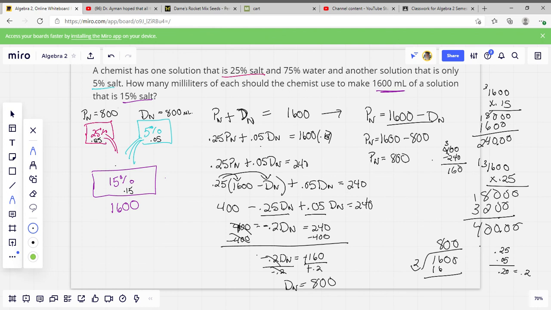Double check that on the answer key, but I'm pretty positive that's right. Yep. So these are just like the coin problems that we've been doing. Make sure that when you write the answer to these, you label it as 800 equals your 25%, and 800 equals your 5%. That way I know which one's which. Okay, so that's what your answer should look like when you put it on your homework.